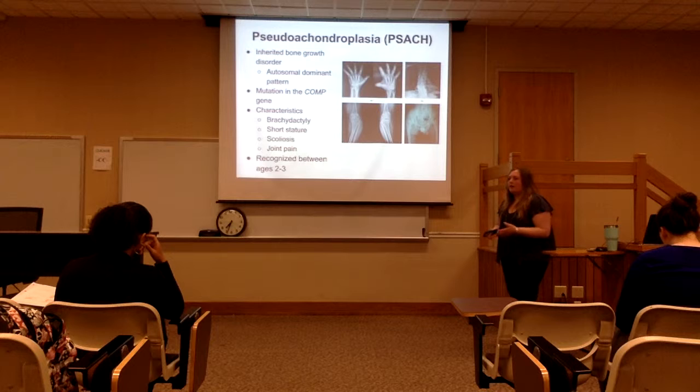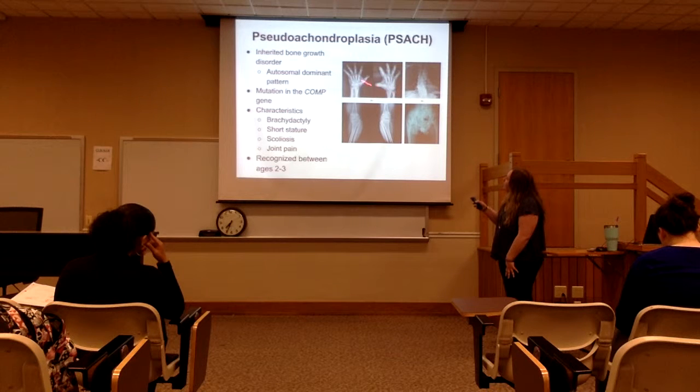Characteristics of this mutation: it results in brachydactyly, short stature, and scoliosis, which can be seen here in this image, which is the curvature of the spine. People with this mutation will also deal with a lot of joint pain. Here you can also see they have short and smaller hands and arms, and their fingers are more cone-shaped. They have curvature in the legs, which is not normal in those without the mutation, and they also have issues within their hip bones.